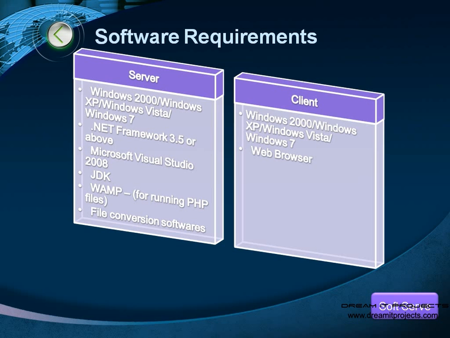We require the .NET framework for compiling C# programs, Visual Studio. Then we have a JDK for compiling Java, WAMP server for running the PHP files, and different file conversion software. At the client side, we just need an operating system and a web browser. The client should not have any software installed.